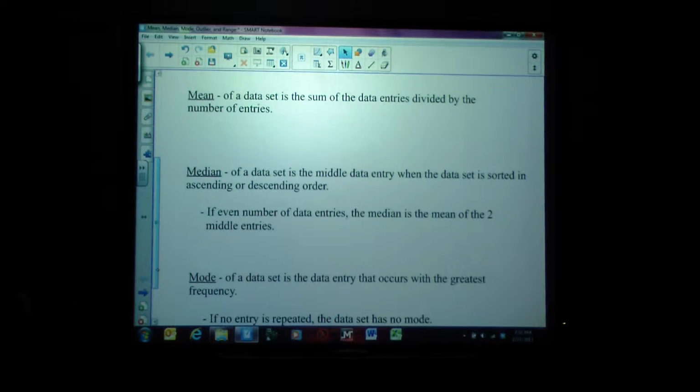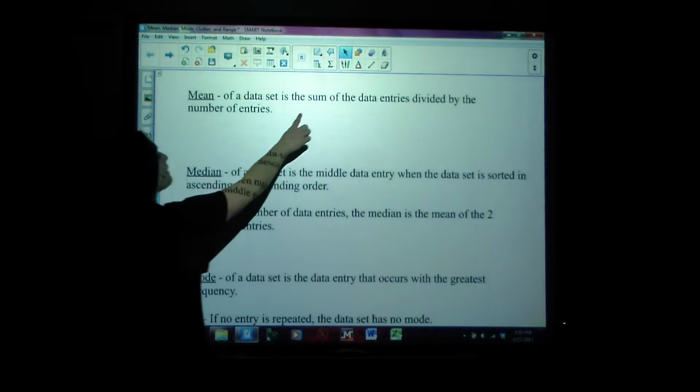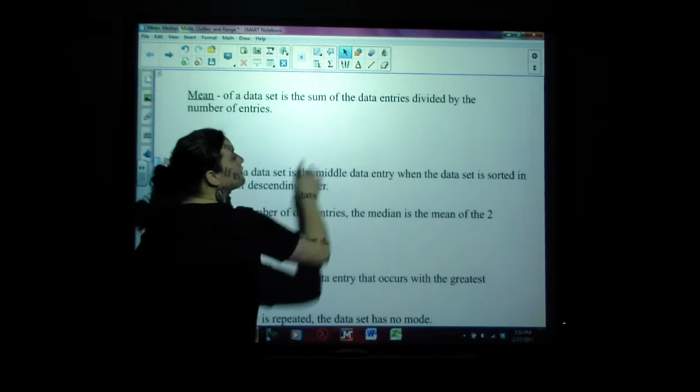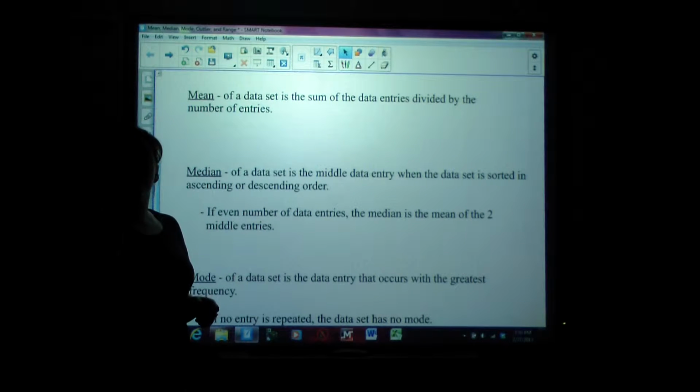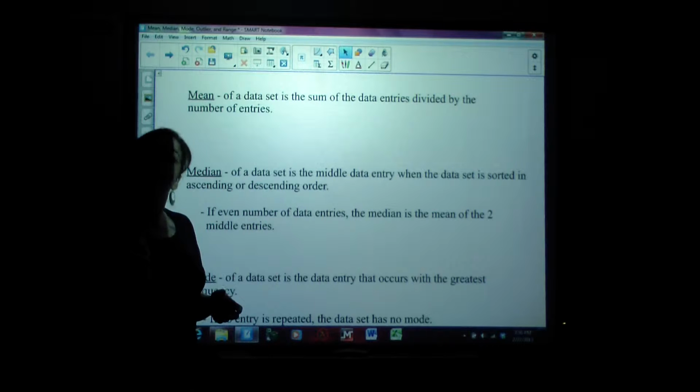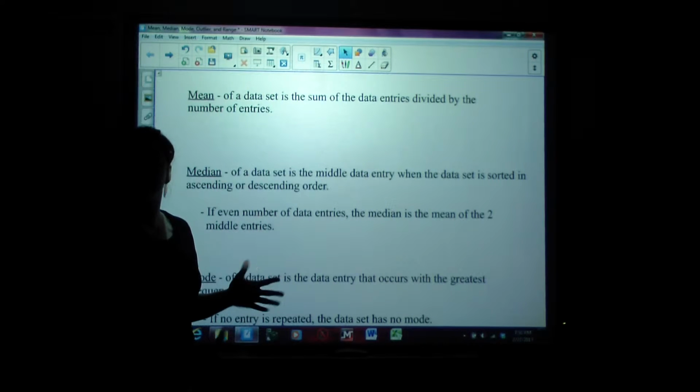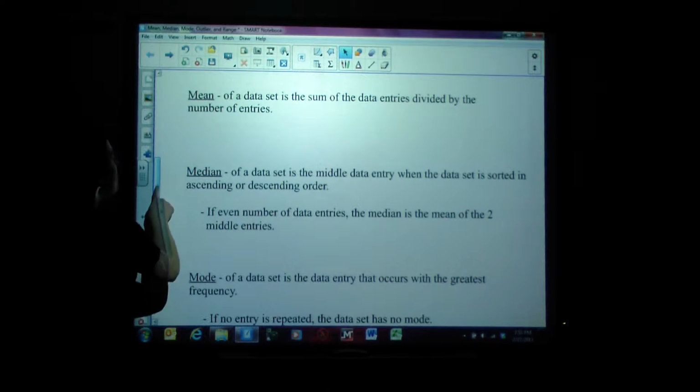First is the mean. The mean, if you remember, of a data set is the sum of all data entries divided by the number of entries. That means that we are going to add up all of the entries and then divide by how many numbers there were. Were there 10 entries? Were there 25 entries? However many there were.